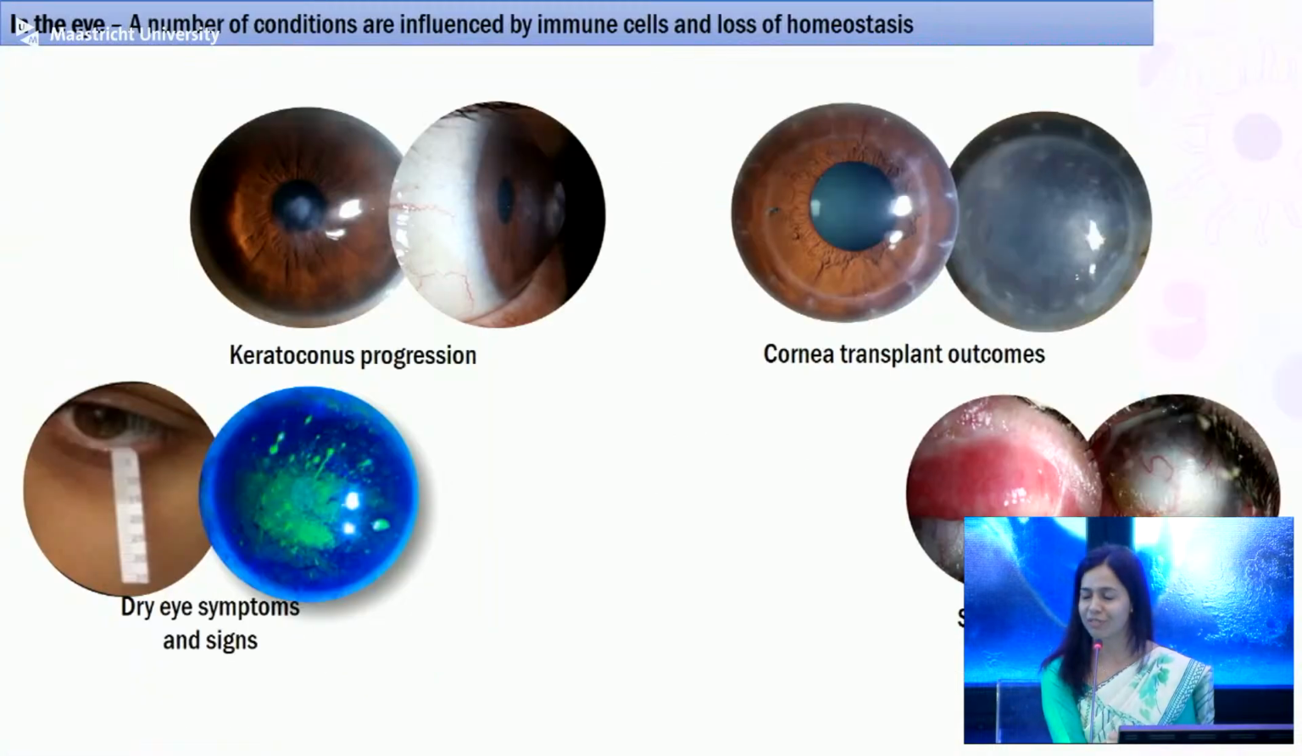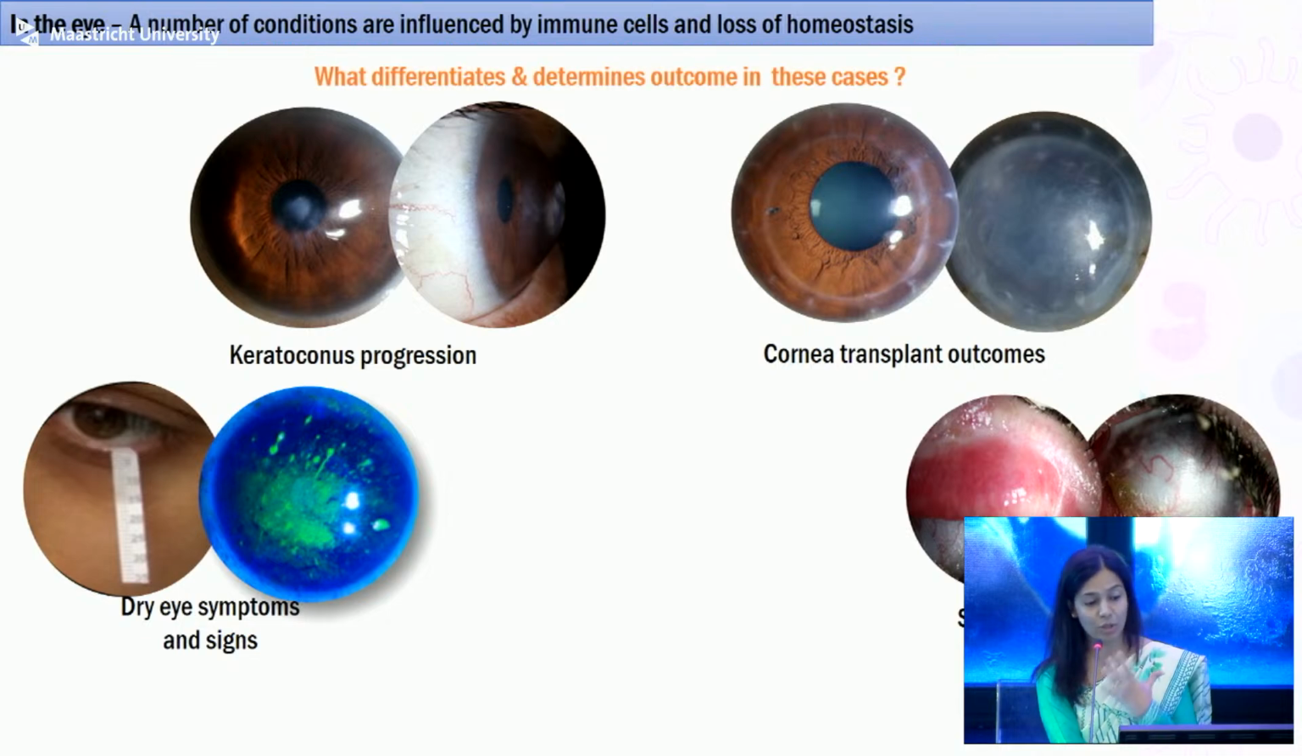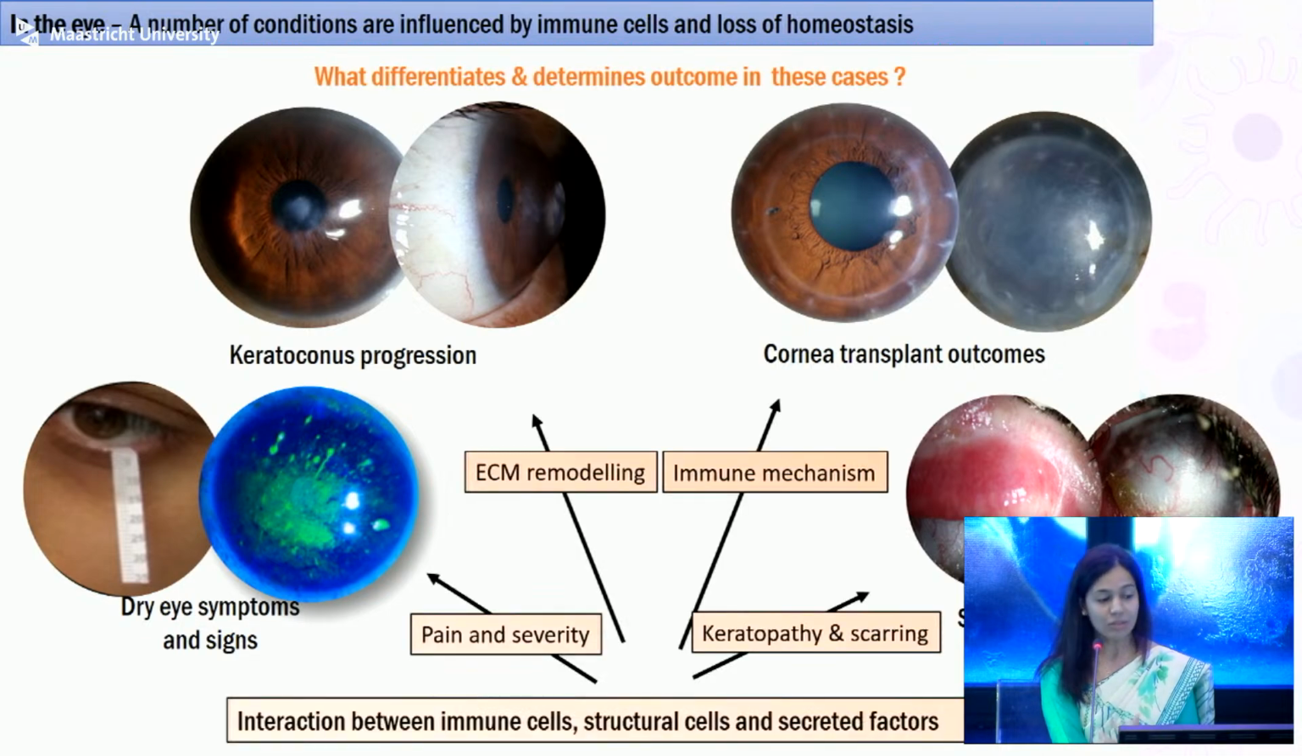The eye is no different, and there are a number of conditions that are influenced by immune cells and the loss of homeostasis, including dry eye, which is so common, keratoconus, transplant outcomes, and Stevens-Johnson's or other surface conditions. And it is not just the presentation of these conditions that is different, it also has a bearing on the pain or the severity of the disease, and the various structures that we were discussing all have a bearing on it.